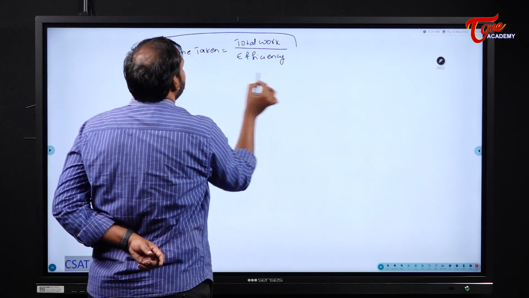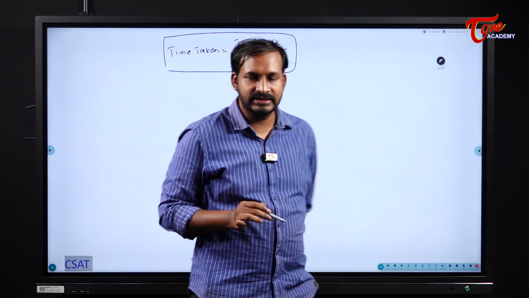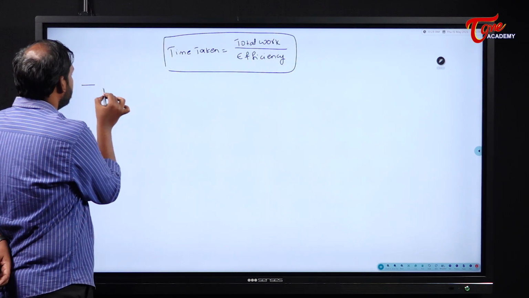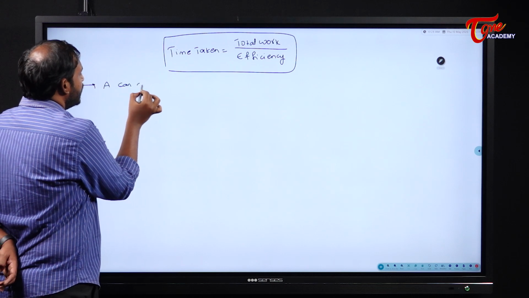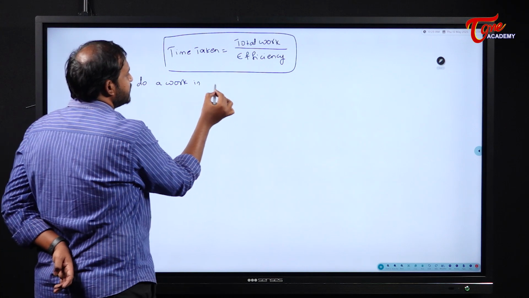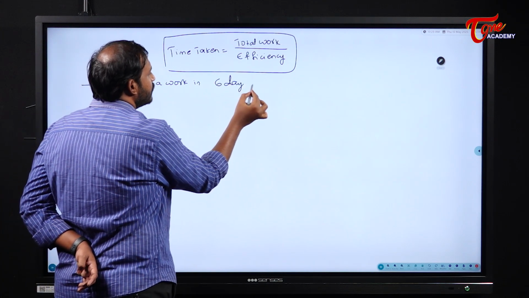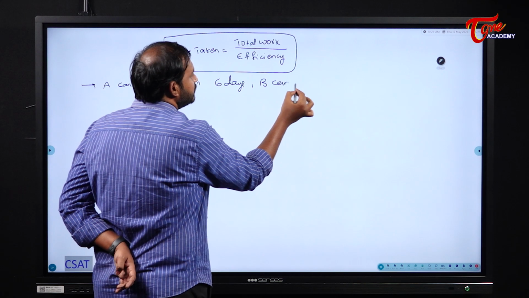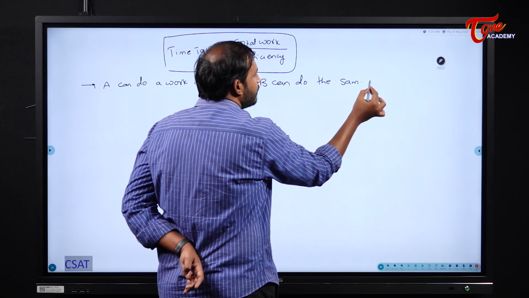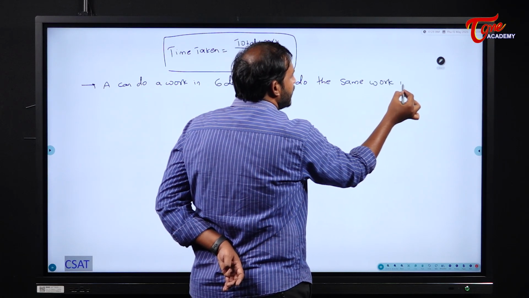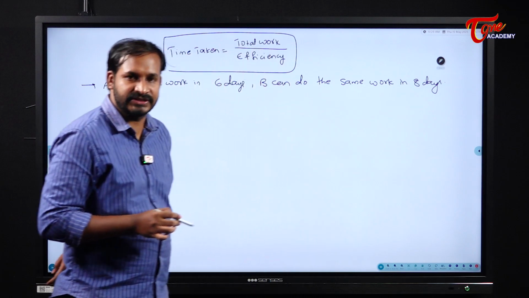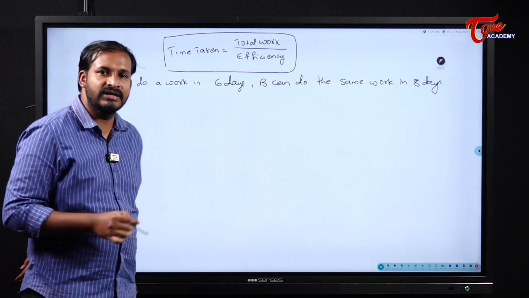Okay. So in our concepts, how will the question generally be? We will see that first. A can do a work in 6 days, B can do the same work in 8 days. Working together, they finish the work in how many days? That is the question.